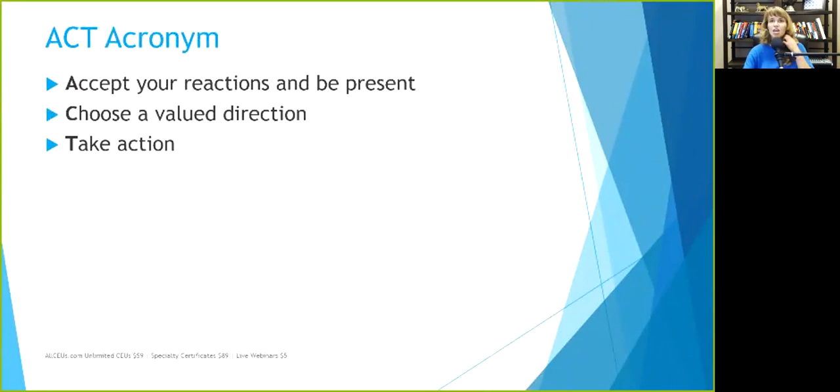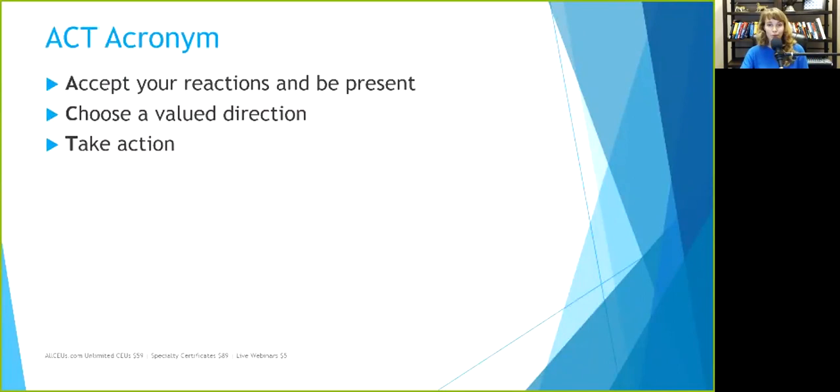So the ACT acronym. Accept your reactions and be present. It doesn't say change them. It doesn't say judge them. It just says accept them. It is what it is. Choose a valued direction and then take action. That all seems pretty simple, but it's not. If it was, our clients would already be doing it.